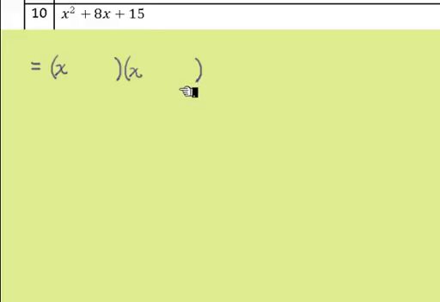There's only one answer. If we fill it in correctly, then the middle term will come out to be 8x. All right, so let's fill in with 5 and 3. Okay, and let me mention that we could have used minus 5 times minus 3. That'd still give us a plus 15, but then we wouldn't get a plus 8x in the middle. Okay, let's see if we do get the plus 8x.